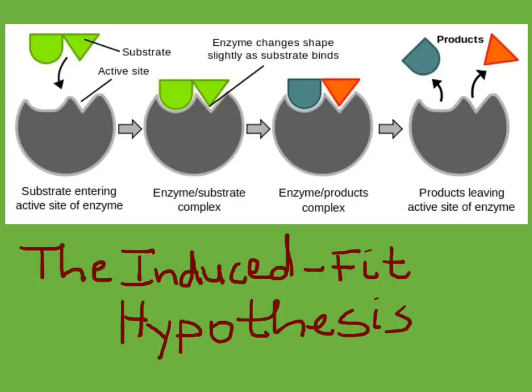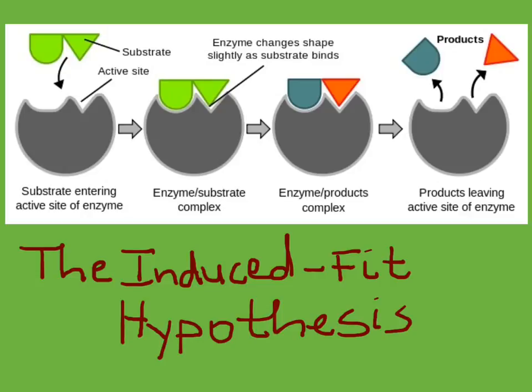And that is why in the second diagram, you now realize that the substrate is well fitted in the active site that has changed to form the enzyme substrate complex. And when the enzyme substrate complex is formed, since it is short-lived, it now leads to the formation of the enzyme product complex. This is also short-lived and leads to the fourth diagram, which you see there, where the products leave the active site of the enzyme.